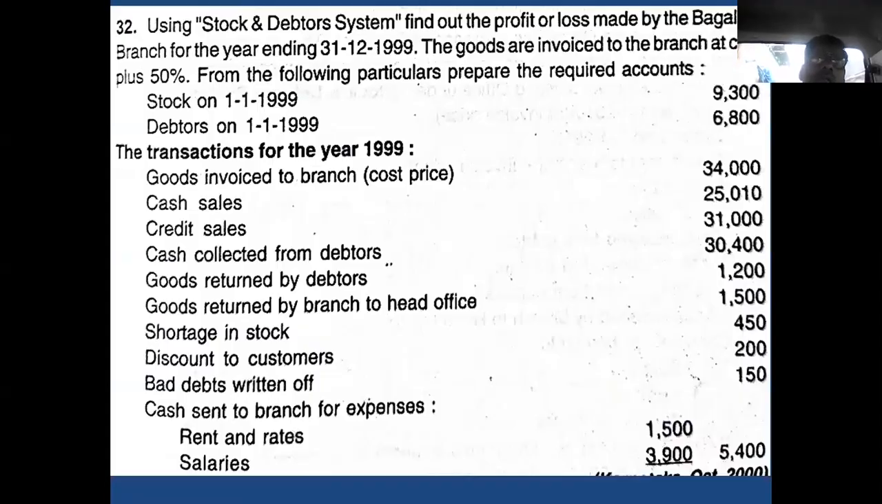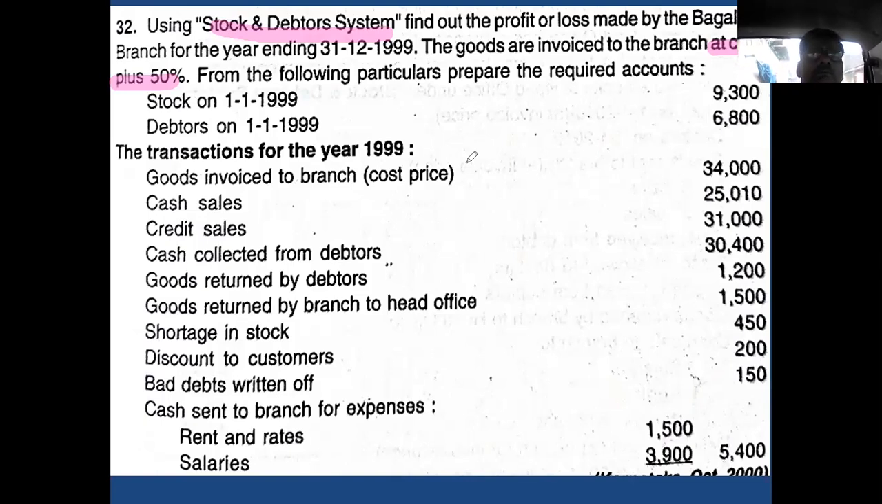Come to the third example. Example number 32. In this example number 32, you see there, using stock and debtors system, find out profit or loss made by Bagalkot branch. Okay. The goods are invoiced at cost plus 50%. Cost plus 50%. So 50 is the loading, cost is 100.